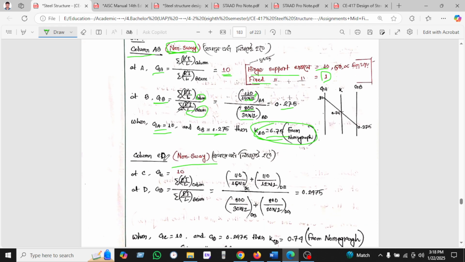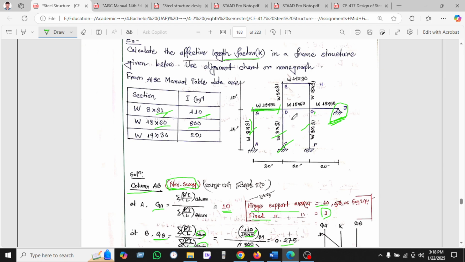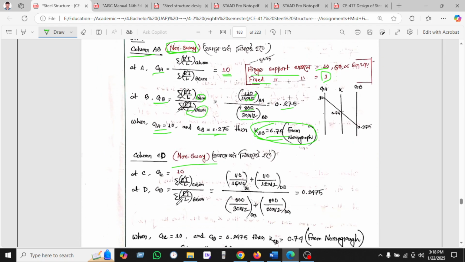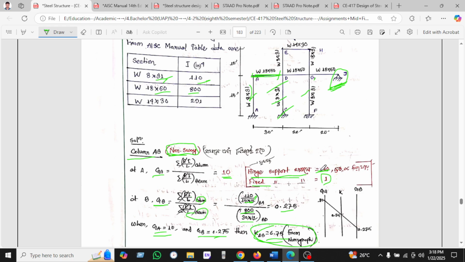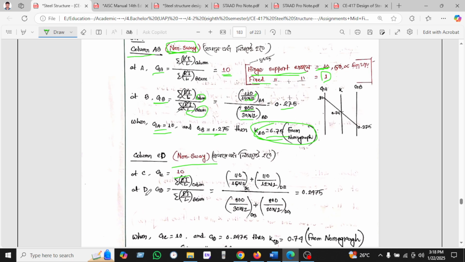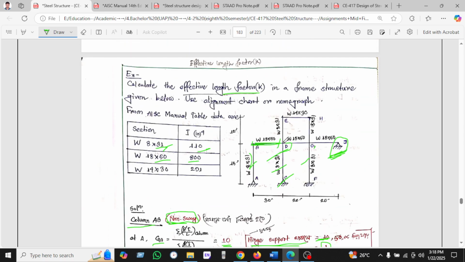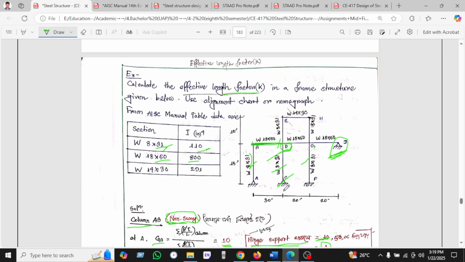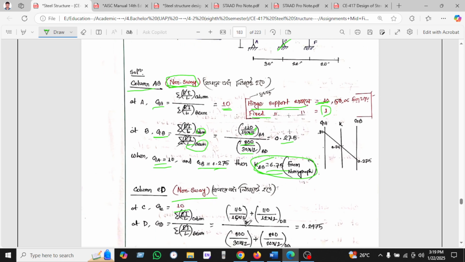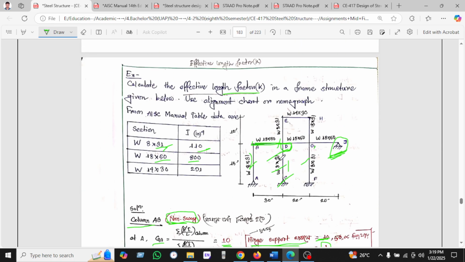For the non-sway value, we can see in another section. We have seen the CD value. This is C and this is D, and we are taking 10. Why? Because it is hinge supported. This column is hinge supported, that's why taking 10. And at point D we can calculate. The columns we have seen are two columns, CD and DE. So we are taking CD and DE, and the value remains the same.